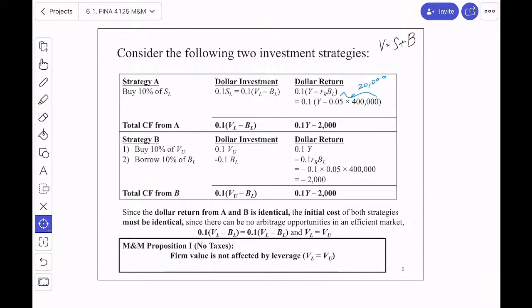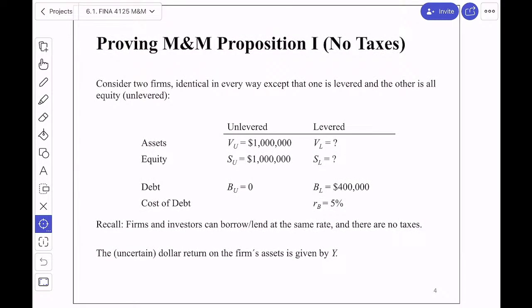But then by borrowing 10% of the value of the debt in the levered firm, so I'm just talking about the value, not necessarily borrowing that debt, but borrowing, right? Because we assumed that firms and investors can borrow and lend at the same rate, and there are no taxes.